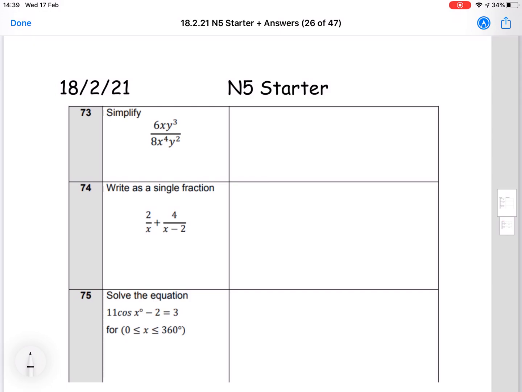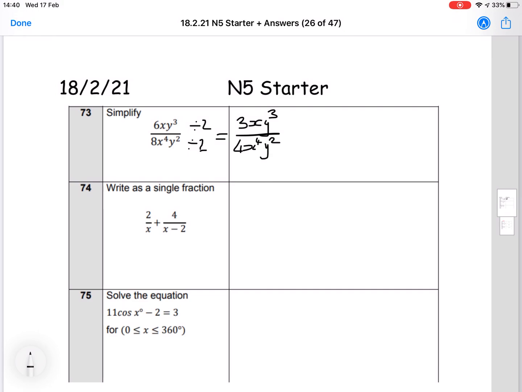So question 73, we have simplify 6xy cubed over 8x to the power of 4y squared. So this is really just an indices question. If you're going to take this in steps to simplify, the first thing we would do is look at the whole numbers. So you've got 6, you've got 8. If we divide the top and bottom both by 2 first, that's going to give us 3xy cubed over 4x to the power of 4y squared.